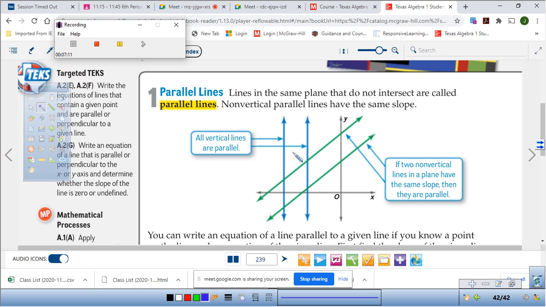Anybody remember the slope of vertical lines? What it looks like? Okay, somebody says 1. But let's go back to Mr. Slope, okay? This is the vertical line right here. For it to be like this, it basically says it's what? Undefined. Okay, so vertical lines have undefined slope.